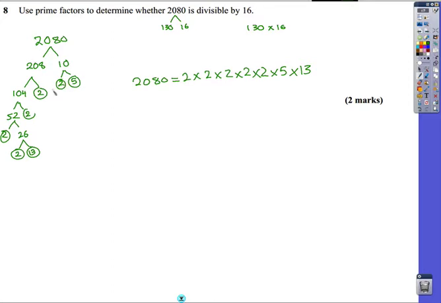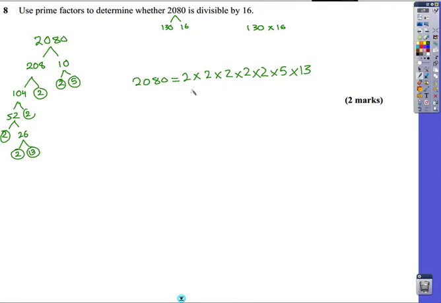Just a quick check: 1, 2, 3, 4, 5, 6, 7. I'm 90% sure that this is the right calculation. How many 2's do we have? 1, 2, 3, 4, 5. There's one 5 and one 13. Good.